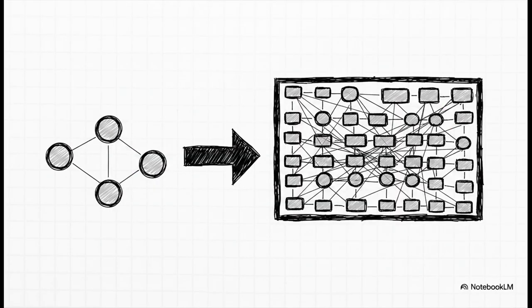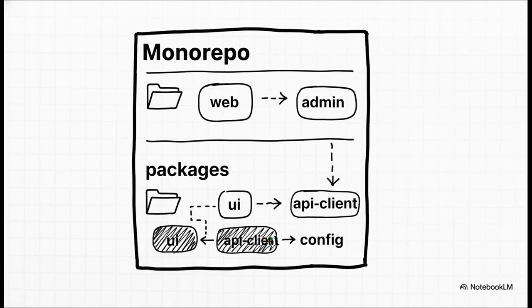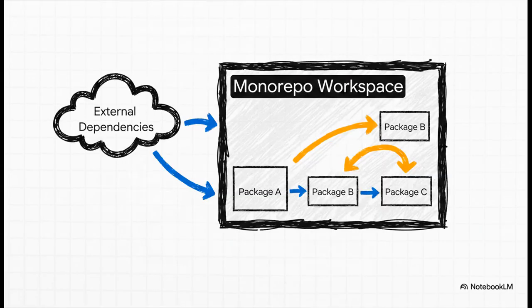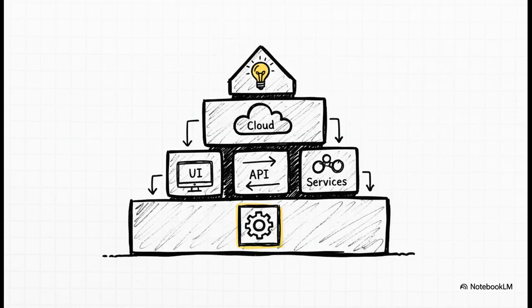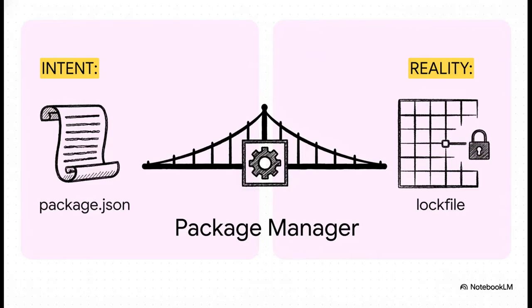And this new way of thinking, it's absolutely crucial when you start working at scale. Especially in a monorepo, you're not just managing external packages, but all these internal ones too. So its job is massive, juggling outside packages while also linking your local code together. At this point, it's not just a tool anymore. It becomes a core part of your architecture. Think of it as the bridge from your intent, the package.json, to the cold, hard reality of the lock file.